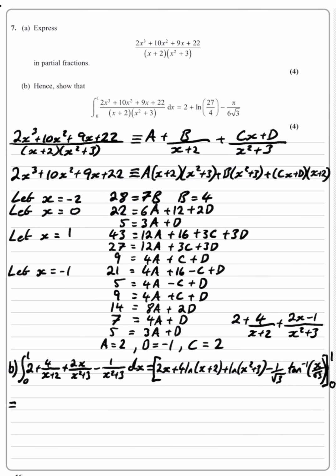Plug in 1, we get 2 plus 4 ln 3 plus ln of 4, subtract 1 over root 3 lots of inverse tan of 1 over root 3.